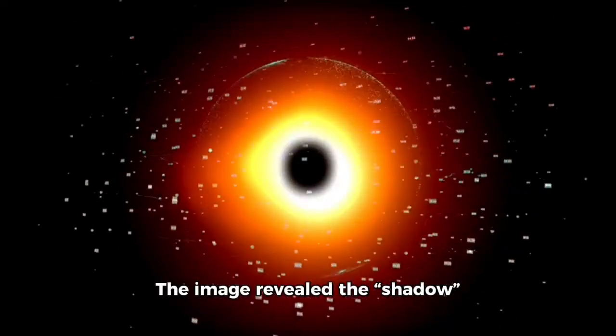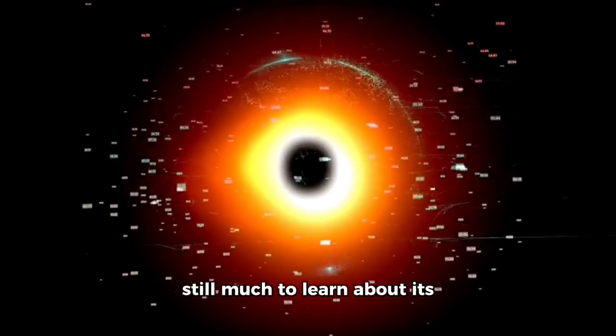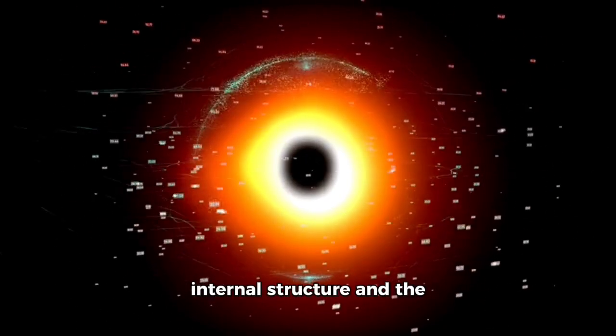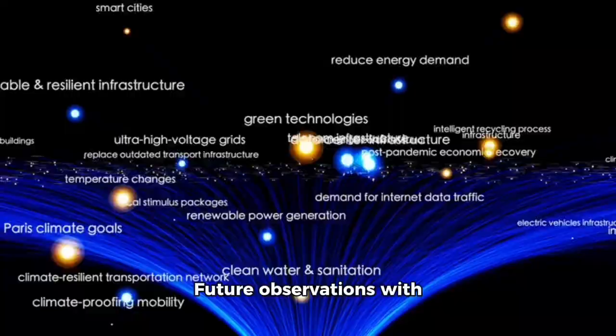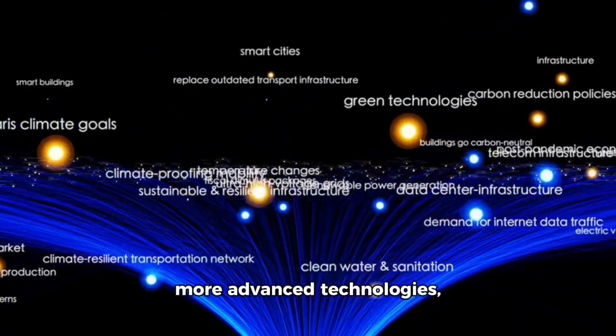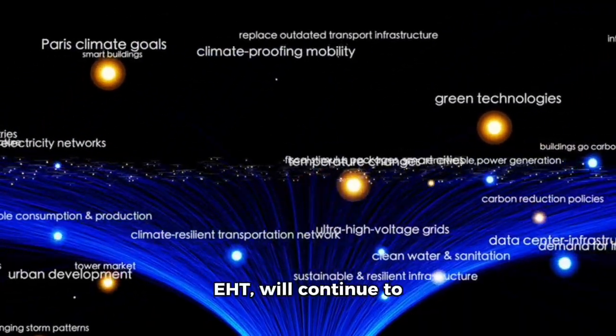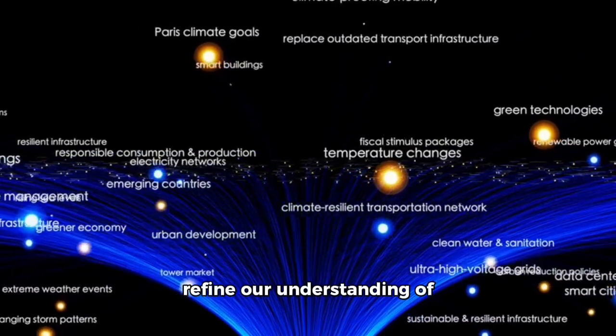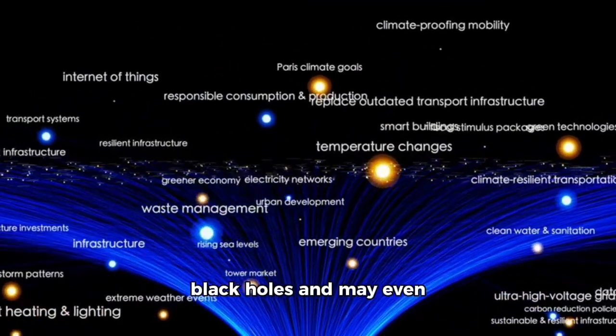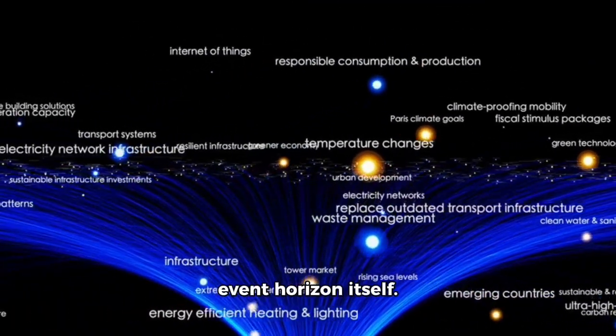The image revealed the shadow of the black hole, but there is still much to learn about its internal structure and the surrounding environment. Future observations with more advanced technologies, like the next-generation EHT, will continue to refine our understanding of black holes and may even offer a glimpse into the event horizon itself.